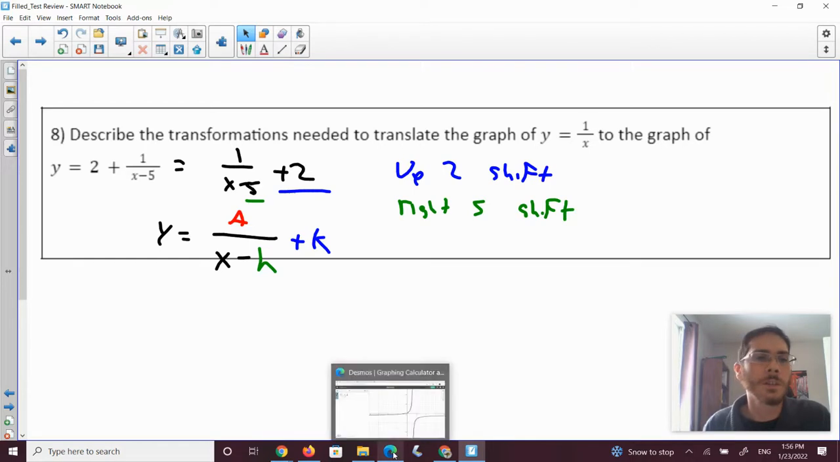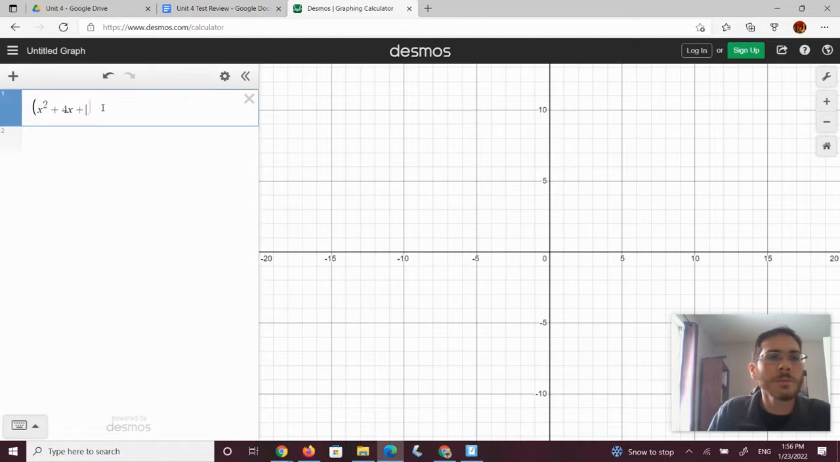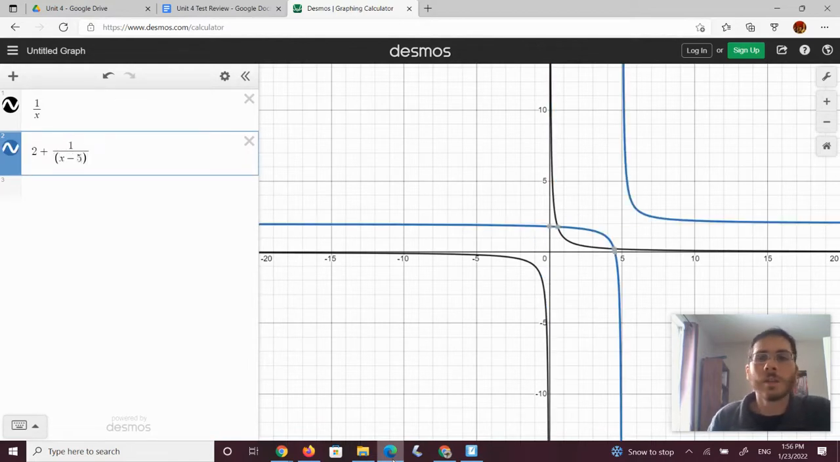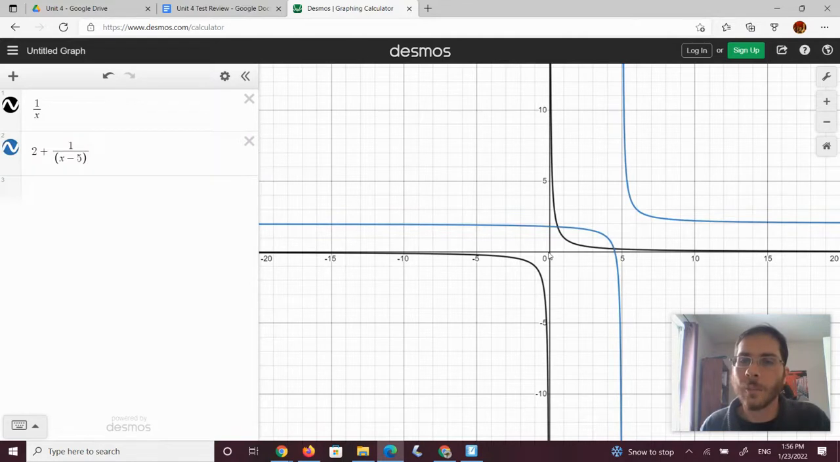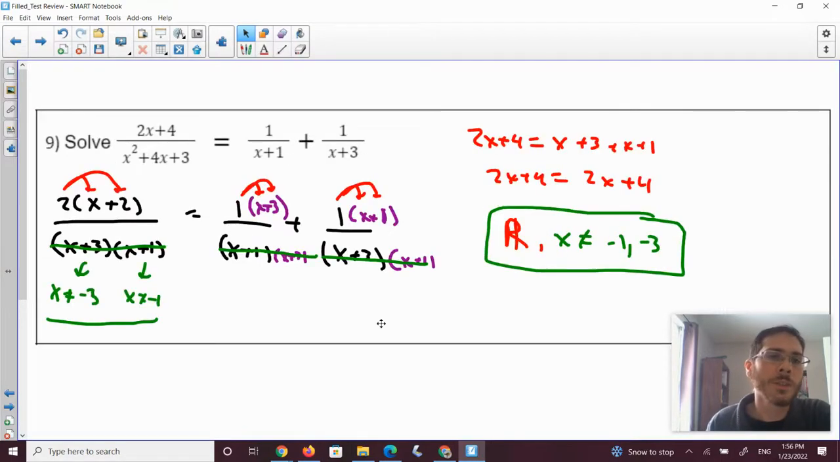Again, if I want to double check, I'm going to put in 1 over x. Parent function. And child function was 2 plus 1 over x minus 5. And so again, what we want to do is think about where the center point ends up going. It's kind of hard because it's not actually on the graph. We have to kind of imagine that we're going to go over 5 and up 2. Is that what we got? Right, 5 and up 2. So that makes sense.